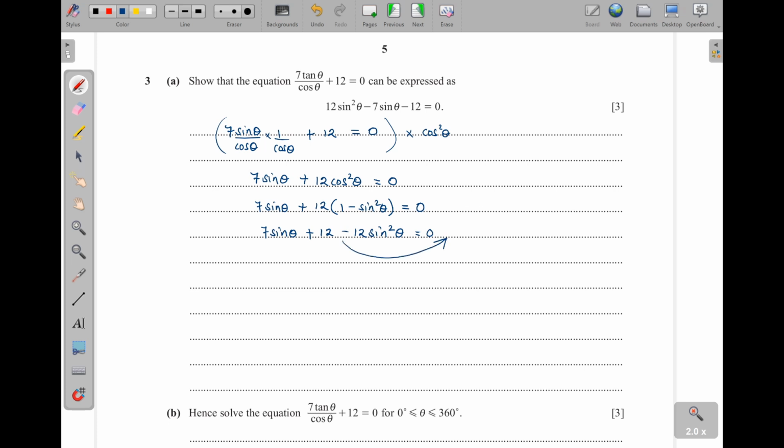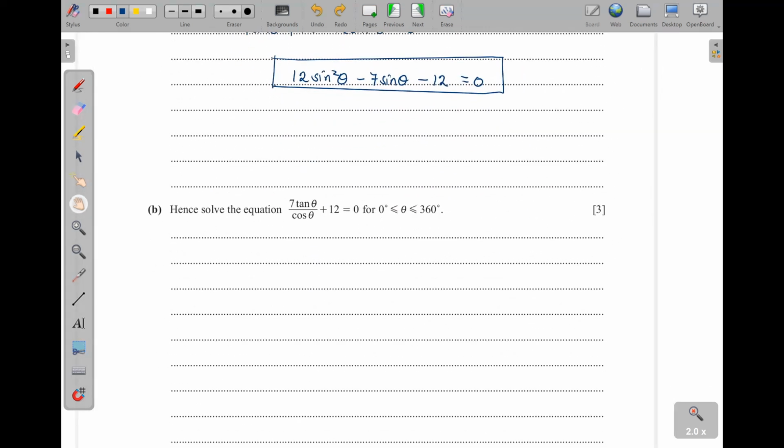Then I can take everything this side or multiply all through by -1 such that the coefficient of sine squared becomes positive. When I take everything this side, what was negative now becomes positive. So we shall have 12 sine squared theta. When this one crosses, it becomes a minus, so minus 7 sine of theta. Then the 12 will also become a minus 12, which is equal to 0. And that is exactly what they have told us to prove.